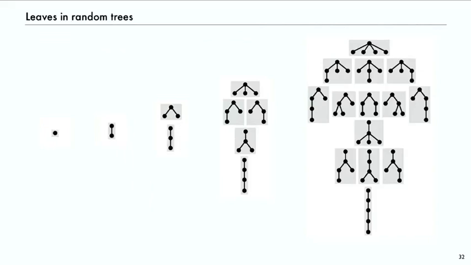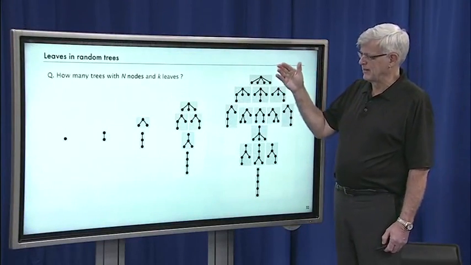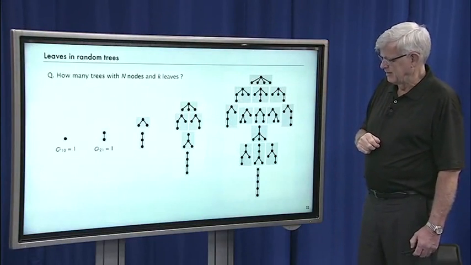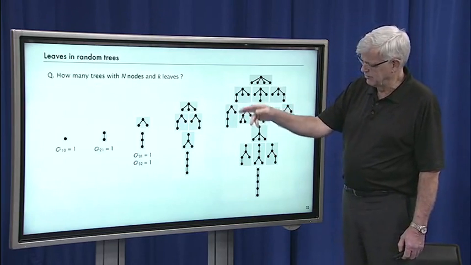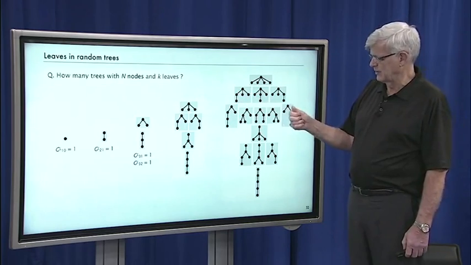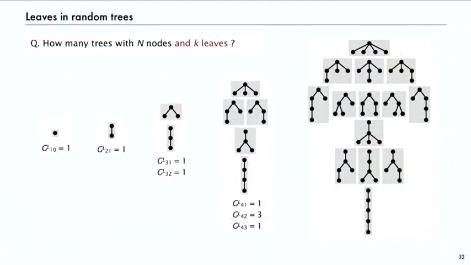So this is all random trees. These are ordered, rooted trees. And again, we're asking how many trees are there that have n nodes and k leaves? So there's 1 for 0 and 1. For 1 and 2. For 3, there's 1 tree that has 1 leaf, and there's 1 tree that has 2 leaves. For 4, there's 1 that has 1 leaf. There's 3 that have 2 leaves, the ones in the middle, and there's 1 that has 3 leaves, the one at the top. And for 4, now these are not binomial coefficients.